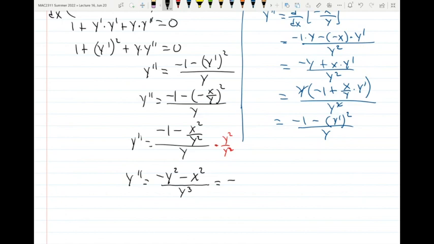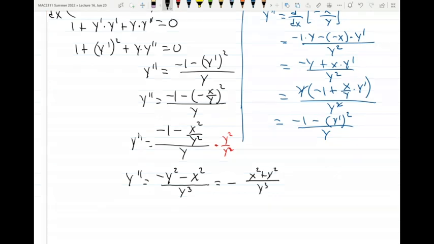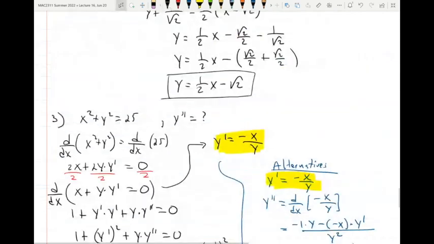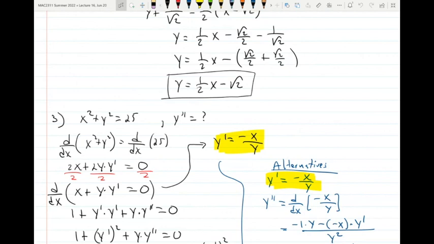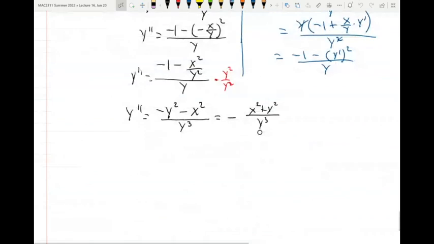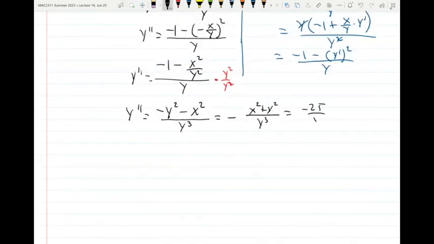So if I factor out a negative, what do we get in the top? So I'm going to put the negative here in front of the fraction. What do we get in the top? y squared plus x squared. So I'm going to write it as x squared plus y squared. Is that okay? Over y cubed. The reason why I'm saying this is because what do we know about x squared plus y squared? Well, okay, not necessarily 1, but it's 25, right? Because we started with that. We started with the circle, x squared plus y squared equals 25. So this is just negative 25 over y cubed.